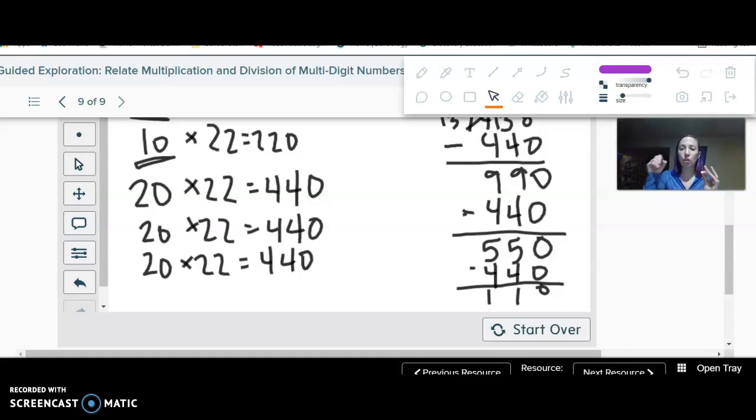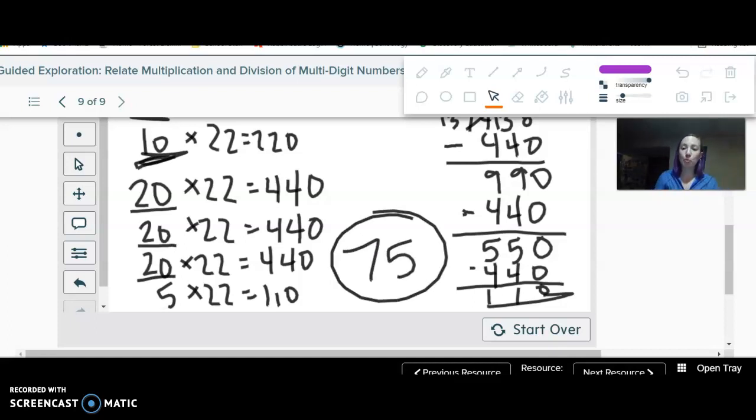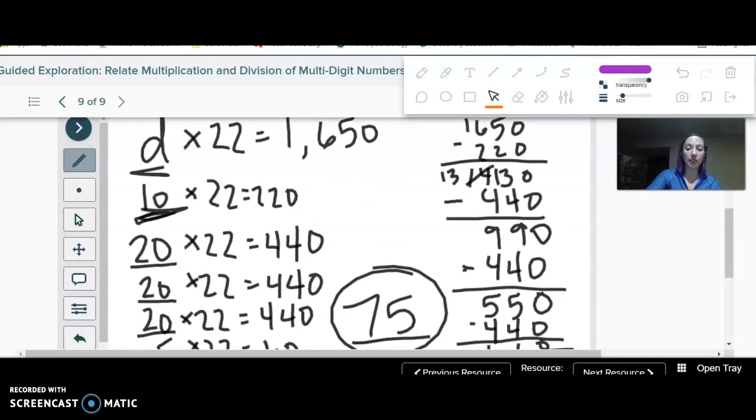If you weren't sure, you could just start subtracting 22 one at a time. But I know 5 times 22 is going to equal 110. I'll have nothing left after I do that. So I can say, okay, 20, 40, 60, 70, 5 groups is how many it took. And if I wanted to check, I could always do 75 times 22 to see if it worked. To see, is that how many groups it took? And if it is, great. If not, I can go try it again or figure out where I made my mistake.